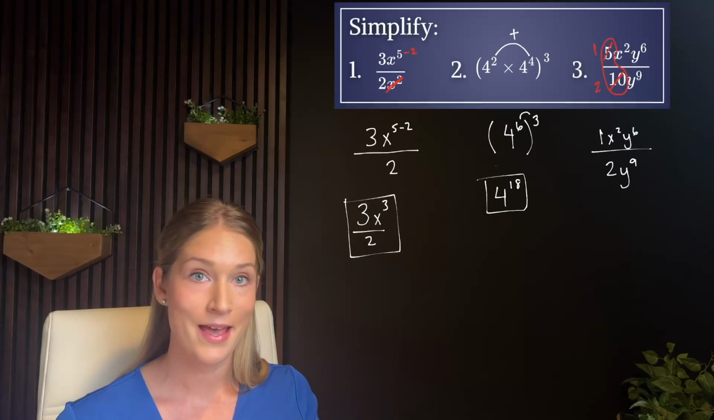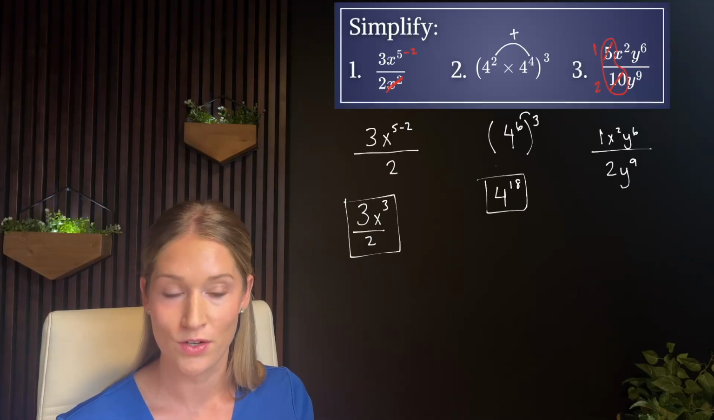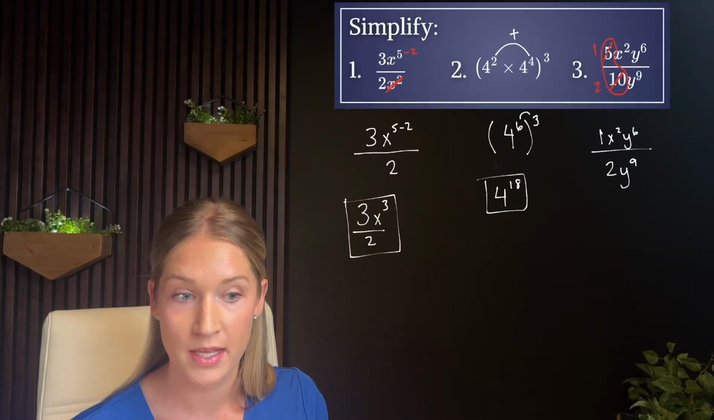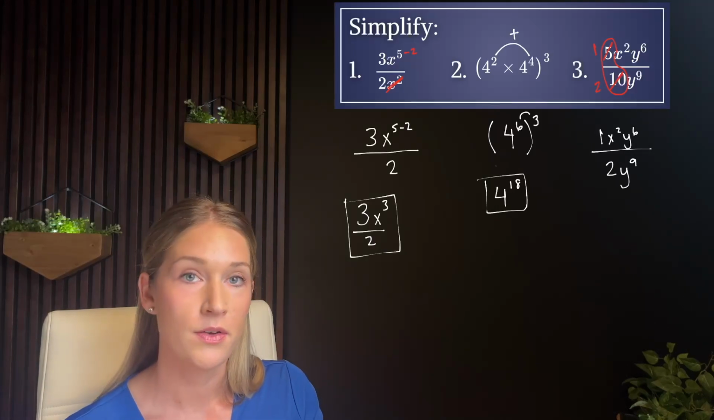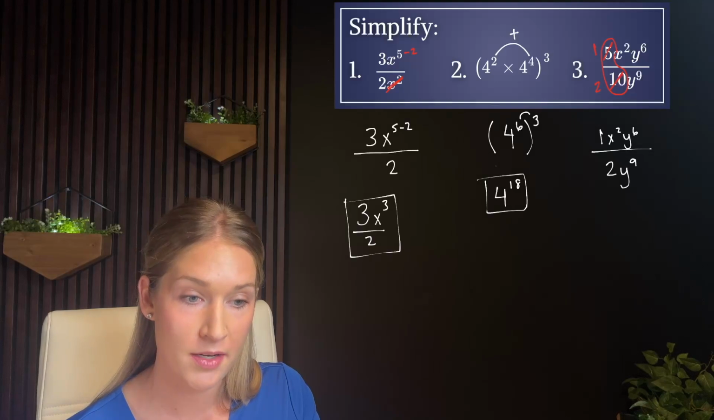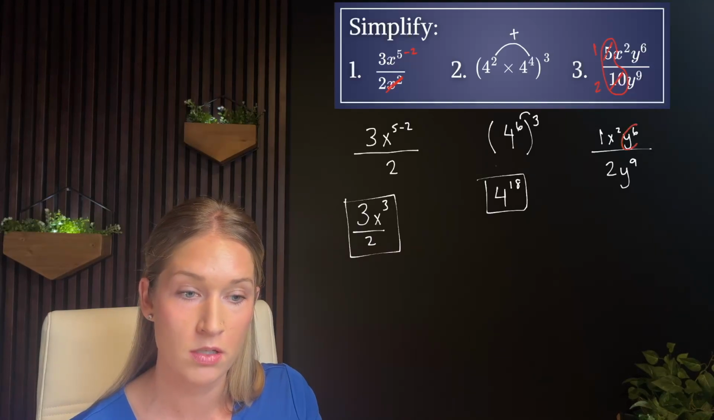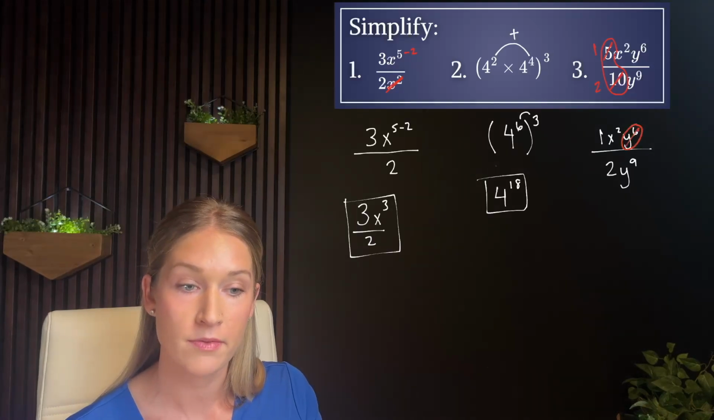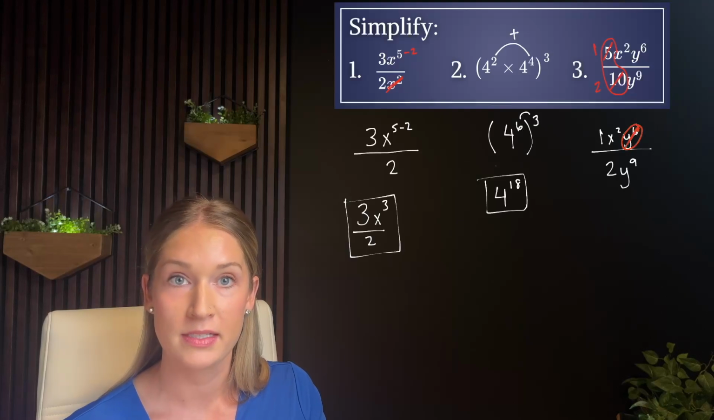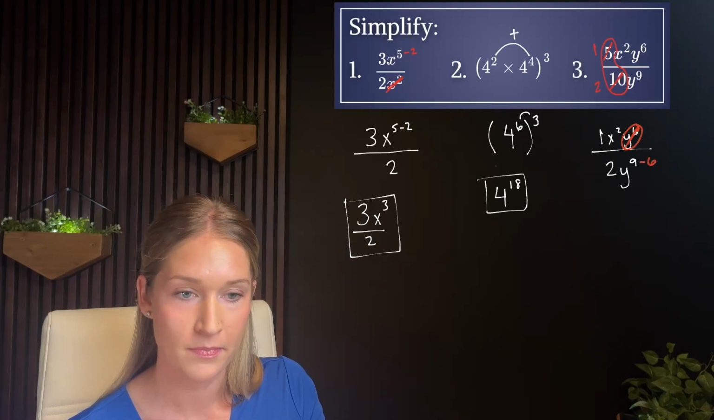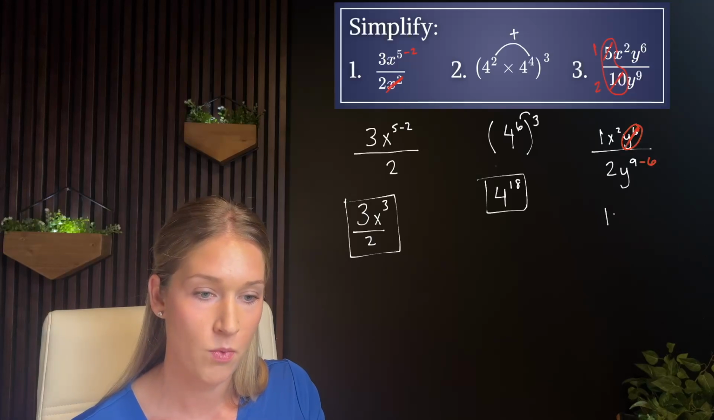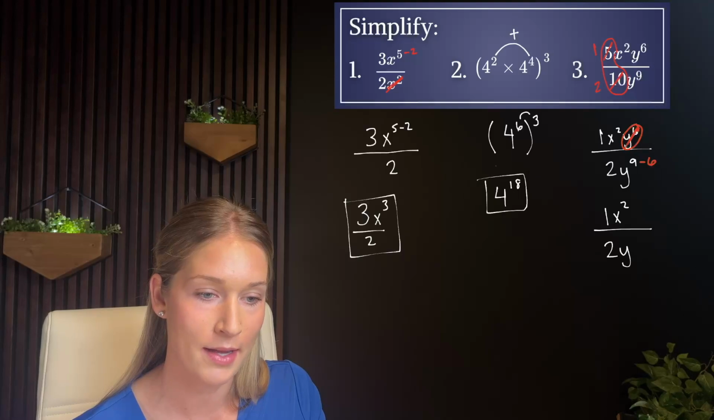Now I'm going to look at the x's and the y's and see if I can reduce those. The x doesn't reduce with anything in the denominator, but my y's will reduce. Notice that there's more y's on the bottom this time. So I'm going to take all of the y's from the numerator and reduce them. And then from my 9 y's on the bottom, I'm going to cancel out 6 of them. So on the top, I've got 1x squared, and in the denominator, I have 2y to the 3rd.